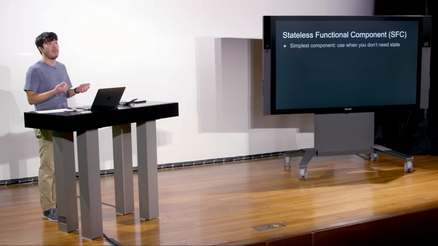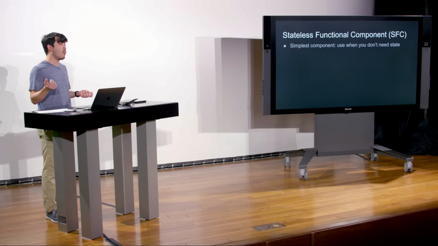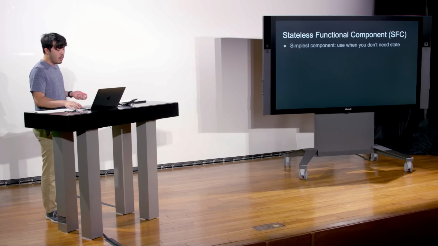So this is the simplest type of component. You should use this when you don't need any state. What it is, is a function that takes props and returns a node. And it shouldn't do anything other than taking props and returning a node. It should be what's called a pure function.